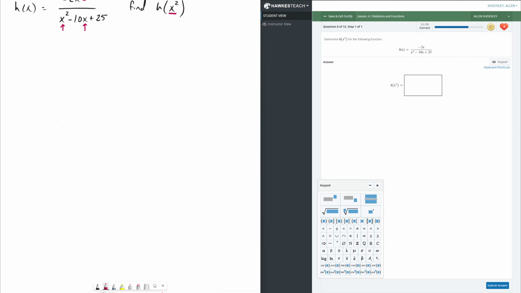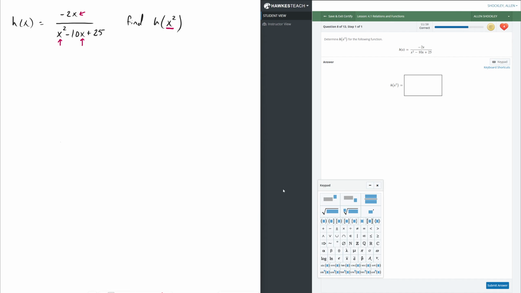Ooh, did not realize that I'm off. One moment. There we go. So from here, all we're doing is replacing our x's with x squareds.